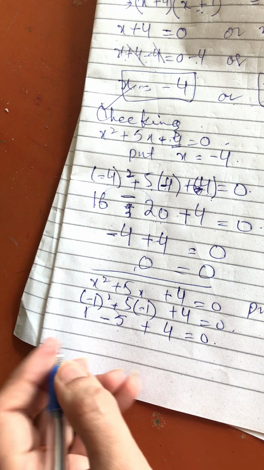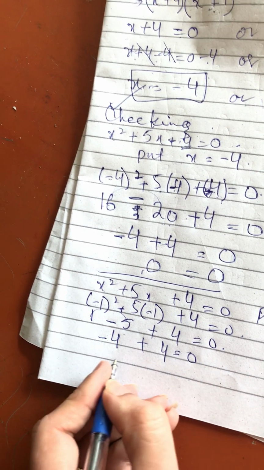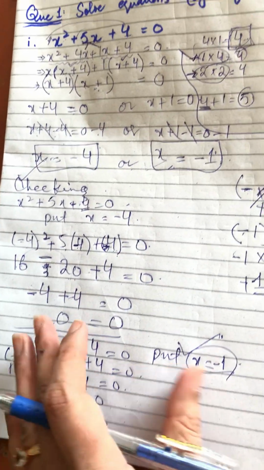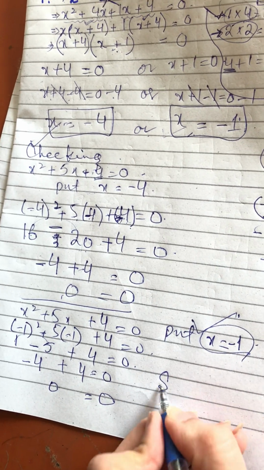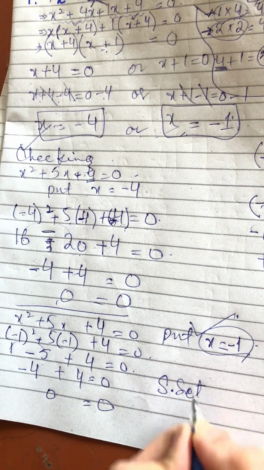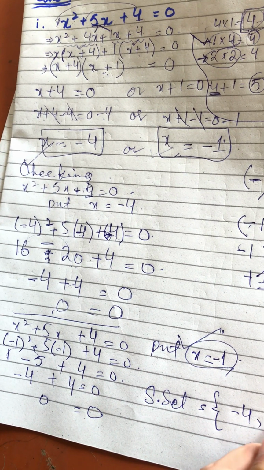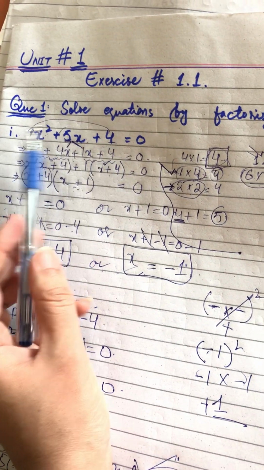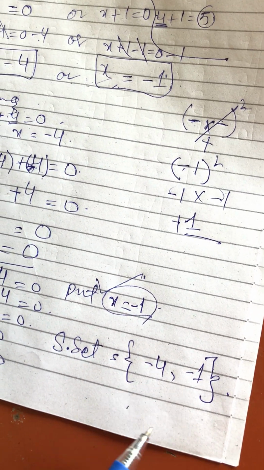Plus minus 5 or plus 1, the answer will be minus 4. Plus 4 equals to 0. You can see that this value is also correct. So by checking, we see that these both values are correct. So the solution set of this equation is minus 4 and minus 1. So we solve this equation by factorization, and the answer is minus 4 minus 1.